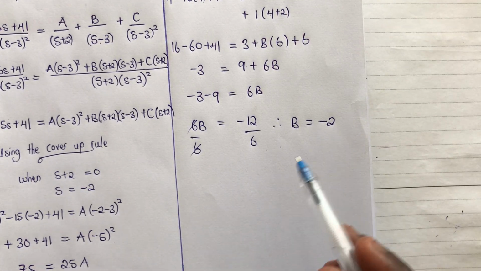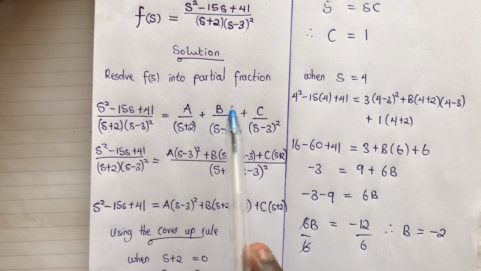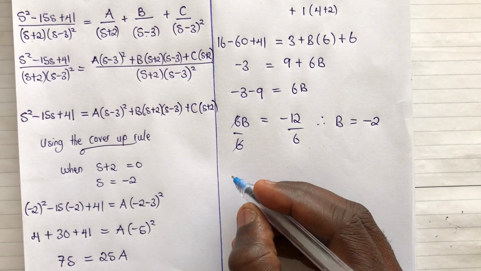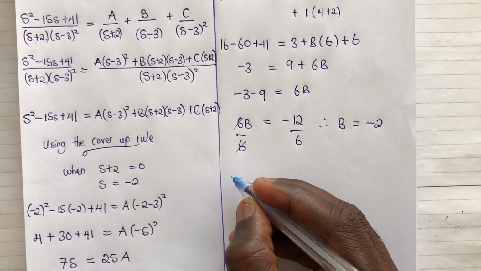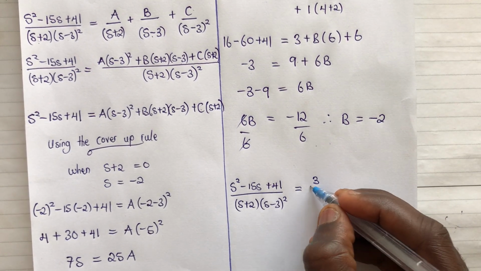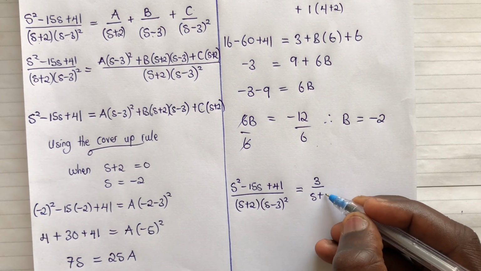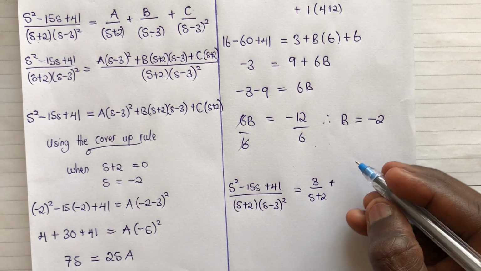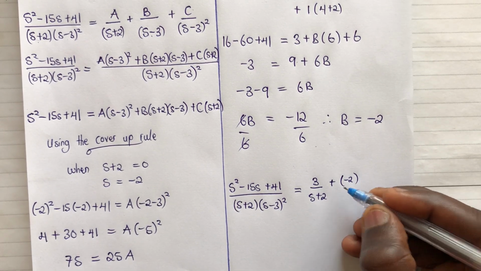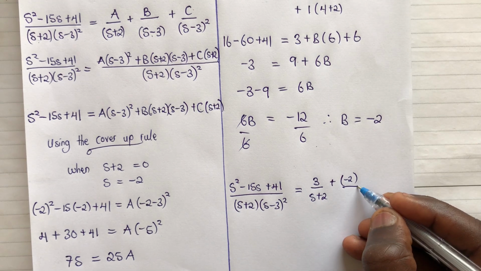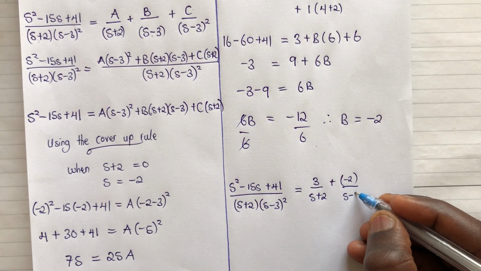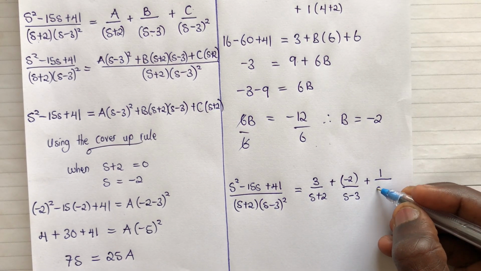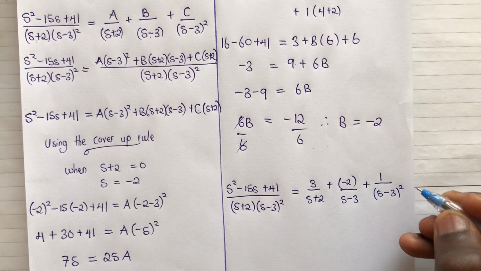Okay, so from here, we can substitute the value of a, b, and c. So we have a to be equal to 3. So we rewrite our equation equal to 3 over s plus 2 plus, we have b to be equal to negative 2. So let me do it this way. Minus 2, I was supposed to put negative here. All divided by s minus 3. Then we have plus 1 over s minus 3 all square.